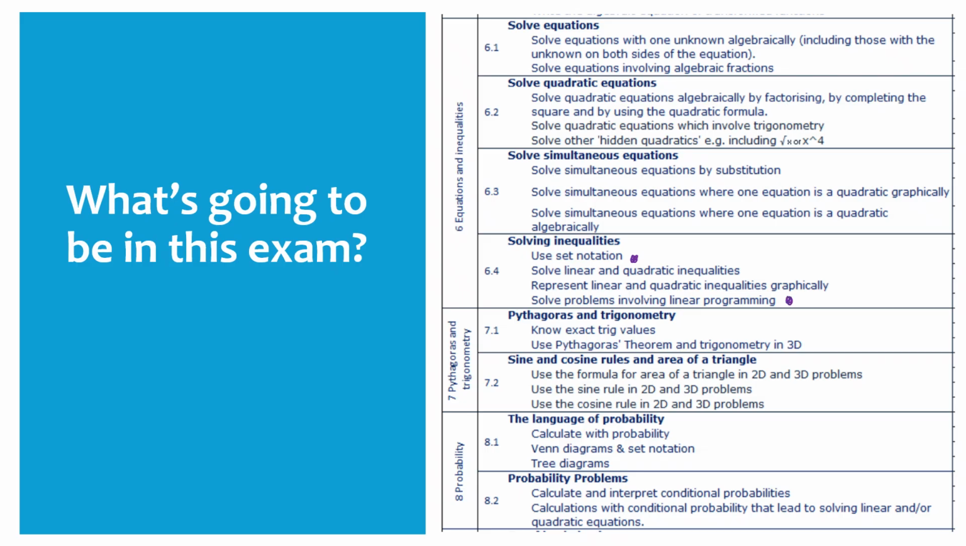It's all to do with the context, and it's possibly something about maximising or minimising, and then you have your feasible region. Pythag and trig you're very familiar with already, but those problems can be quite complex in further maths. And probability. So calculating, you've got tree diagrams, Venn diagrams, you've got the new set notation as well. And conditional probabilities, and especially conditional probability questions that lead to quadratic equations.